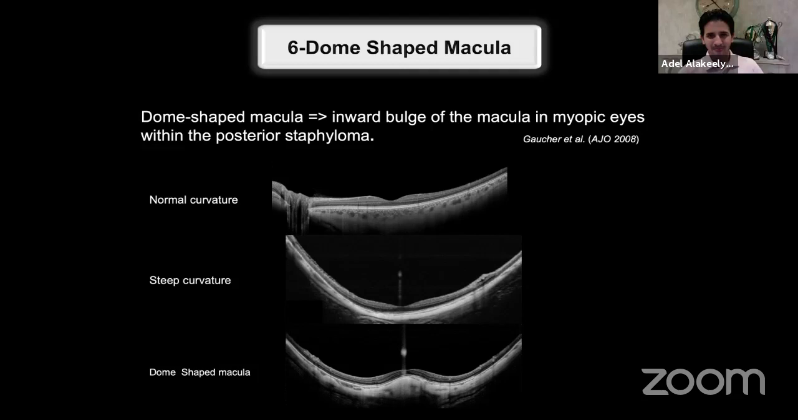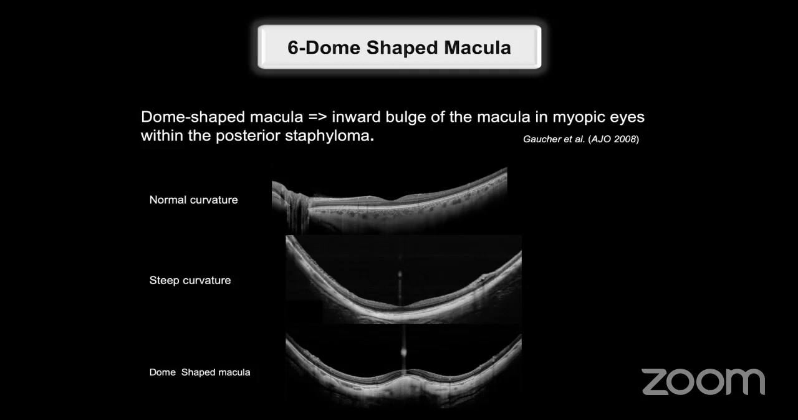So 6 is dome-shaped macula, and this is actually a very interesting change that was recently identified in high myopia. Dome-shaped macula was originally picked up in OCT and B-scan. It's a very interesting change. And as you know, in normal eyes, we see this curvature of the posterior pole. In highly myopic eyes, we expect them to have this steep curvature. But interestingly, in eyes with dome-shaped macula, they were found to have a little bit of a bulge within the macular area.